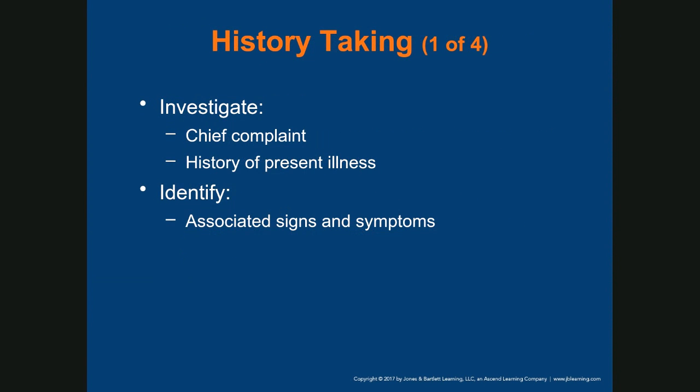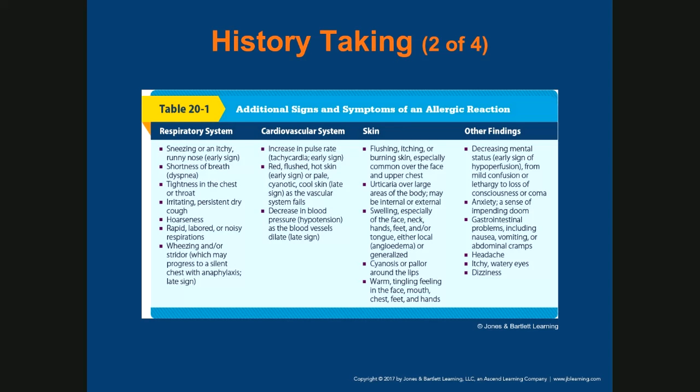History taking. Investigate the chief complaint, history of the present illness. Identify associated symptoms. And there's a nice chart that you can spend some time and look at, right? It outlines the signs and symptoms per system, so respiratory system, cardiovascular, skin, and others. Pay attention to that chart, table 20-1.